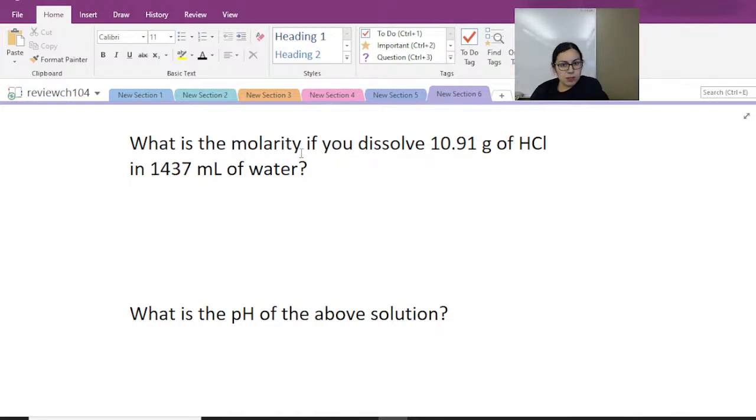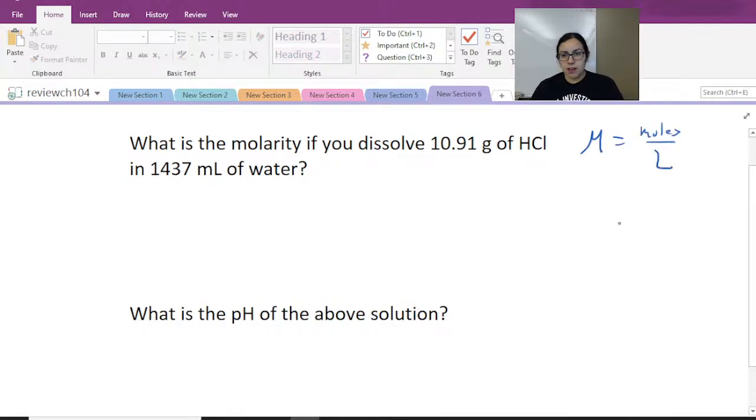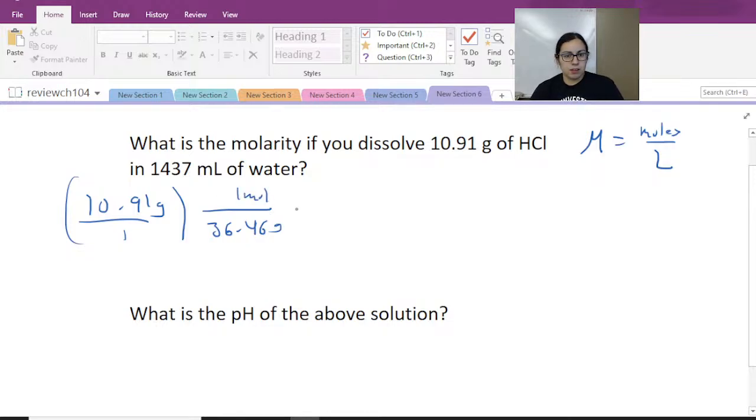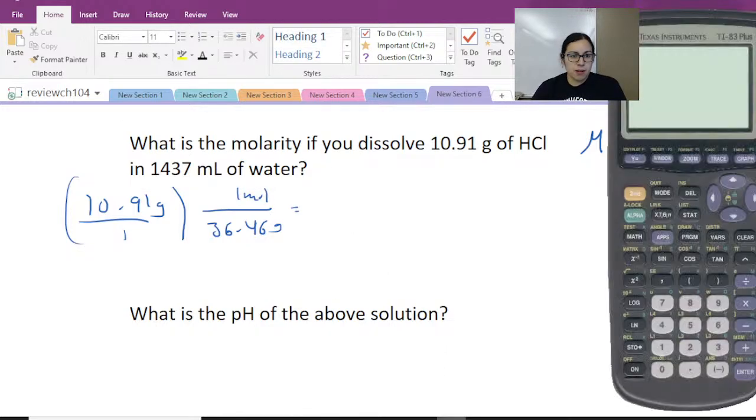So how do we figure out molarity? What did we do for this one? Molarity, you said, was moles over liters. And so how do we get moles out of this then? Grams to moles, so let's do 10.91 grams divided by, what'd you get from the molecular weight? 36.46. Excellent, like this tag teaming here.